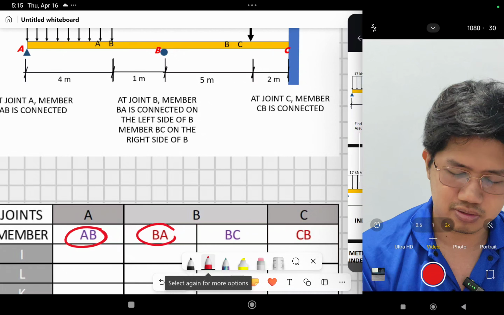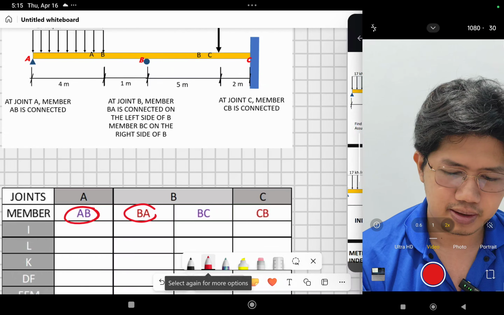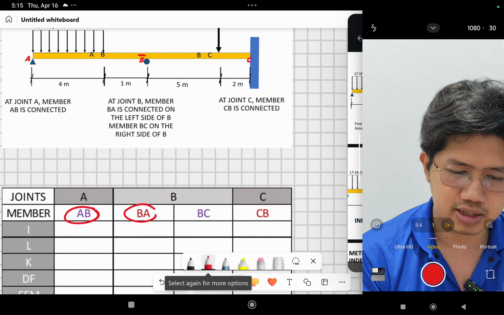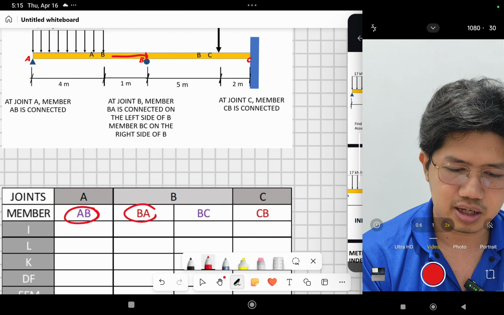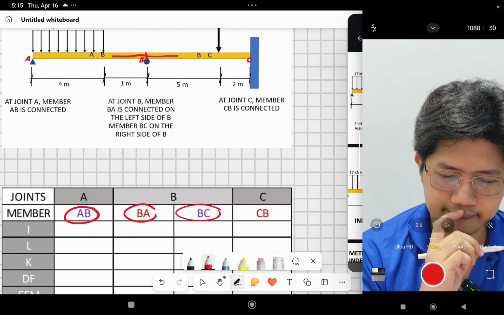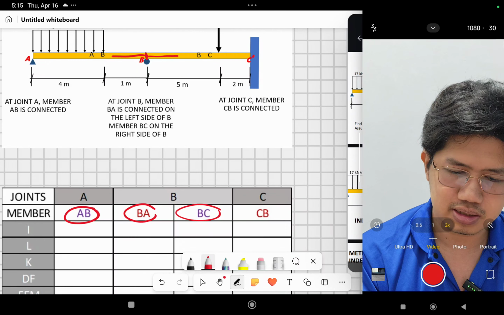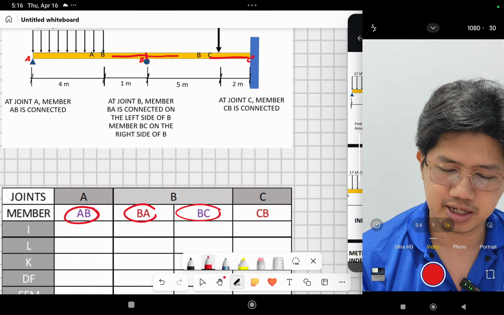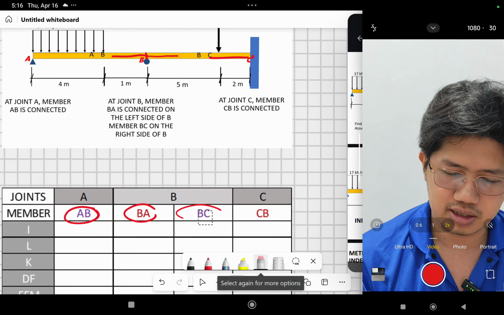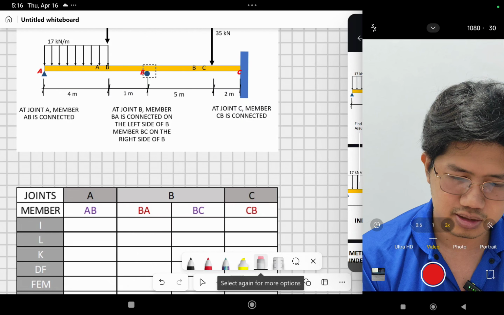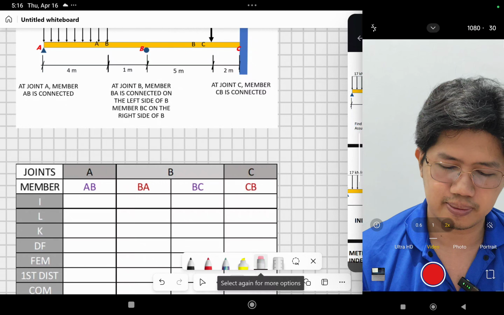If you don't like that, you can use other names. Okay, so joint B. BA is connected on the left side of joint B. This is joint B, and at the right side is member BC. And then at joint C, member CB is connected, which is basically the same as BC, but we just gave it an alternative name. Now we're following what is the nearest to the joint.